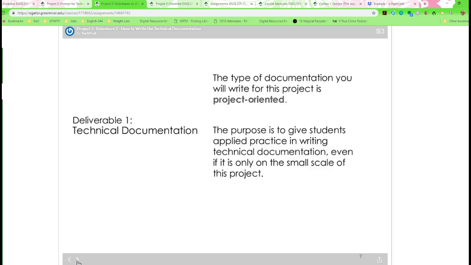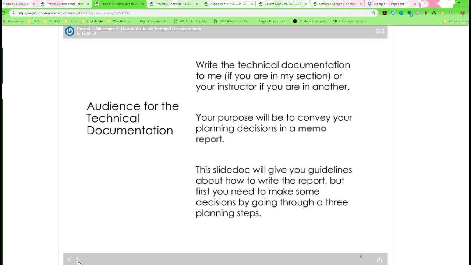I'm going to kind of skip. Deliverable number 1 is project-oriented. This is all practice kind of stuff. Your purpose will be to convey your planning decisions for the slidecast in a memo report. This slide doc is going to give you the guidelines about how to write the report, but first you need to make some decisions by going through 3 planning steps.